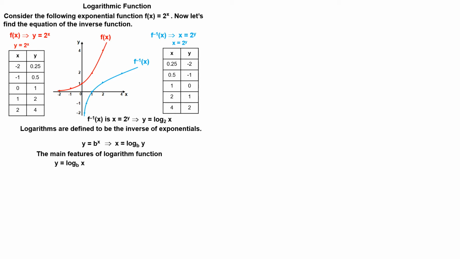And never forget, logarithms are exponents. They are just written differently. The relationship y equals the logarithm in base b of x means the same thing as b to the power of y equals x. Therefore, like exponential functions, logarithmic functions must have a positive base different from 1.